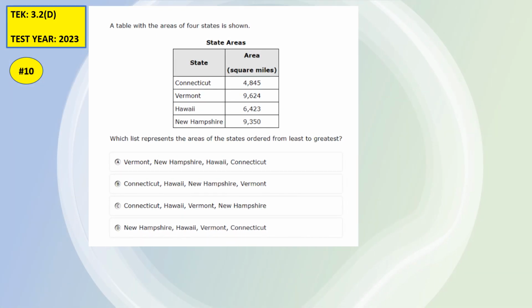Number 10 says, a table with the areas of 4 states is shown. So you see state areas, and then you see the state names. So we have Connecticut, Vermont, Hawaii, and New Hampshire.